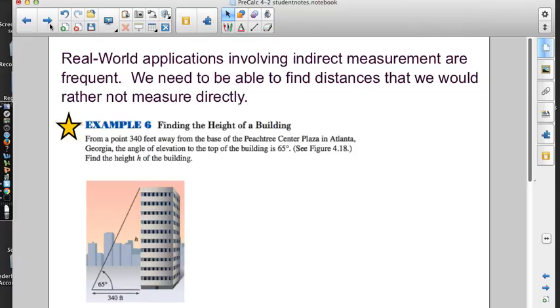And even though it's a word problem, I know you can do this one. So you and your partner work together and figure out the answer to example 6. If you need to go back and grab your calculator from your desk, feel free. Then you'll put it together.